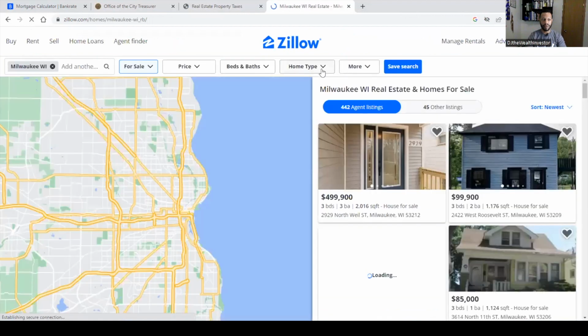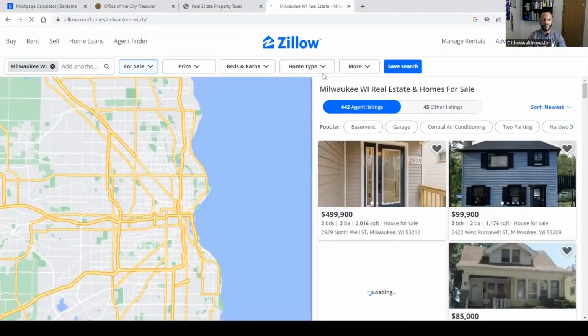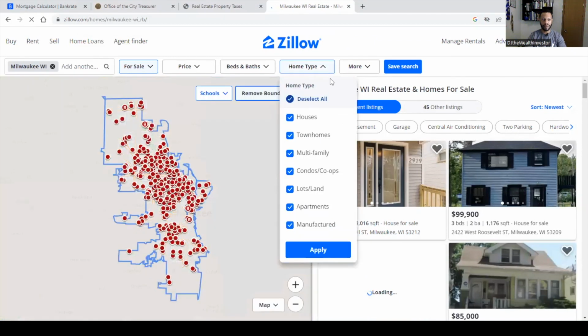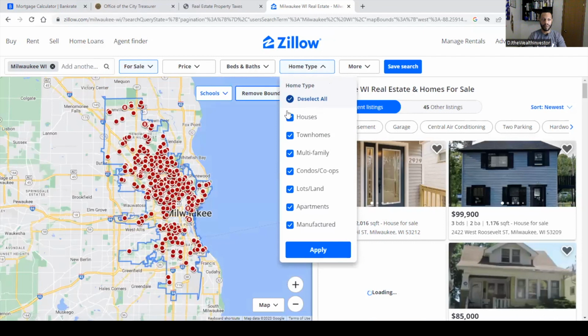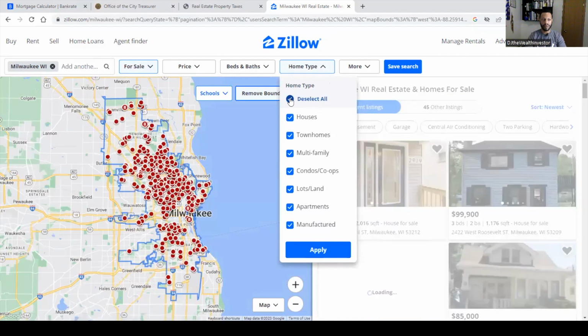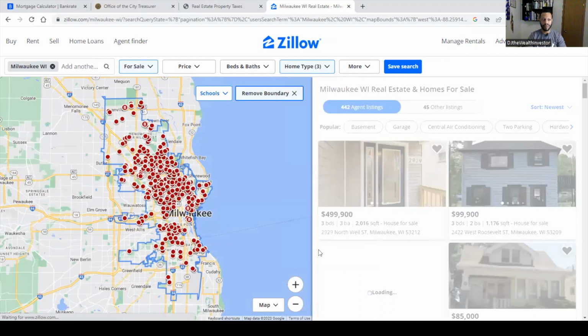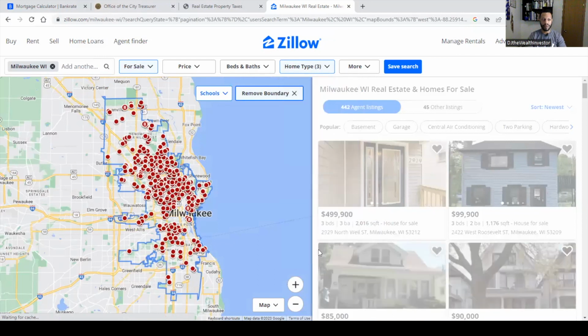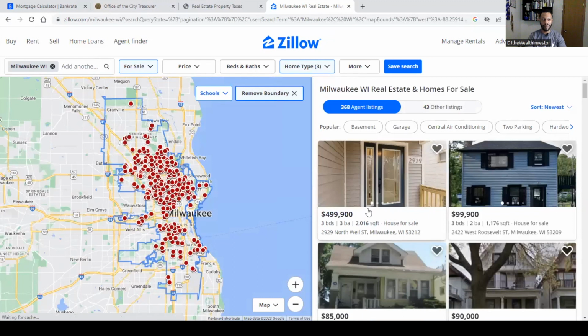And let's see what we got for sale here. So home type. And then we're gonna just click on those three. Let's see what comes up. Hit apply. So yeah, here we're able to see how to search for properties that are for sale and see if they work with this quick analysis that we talked about.